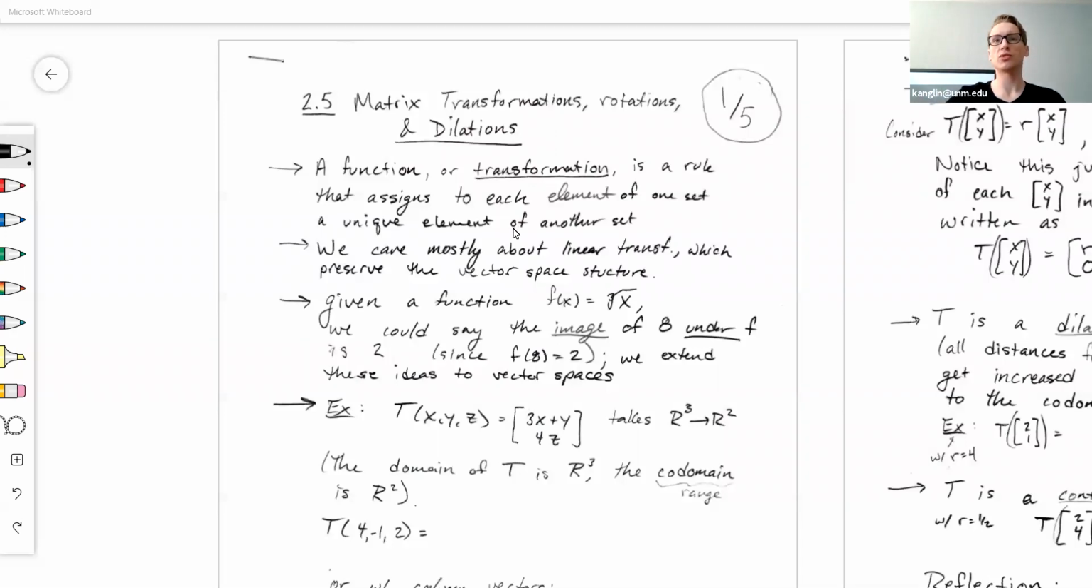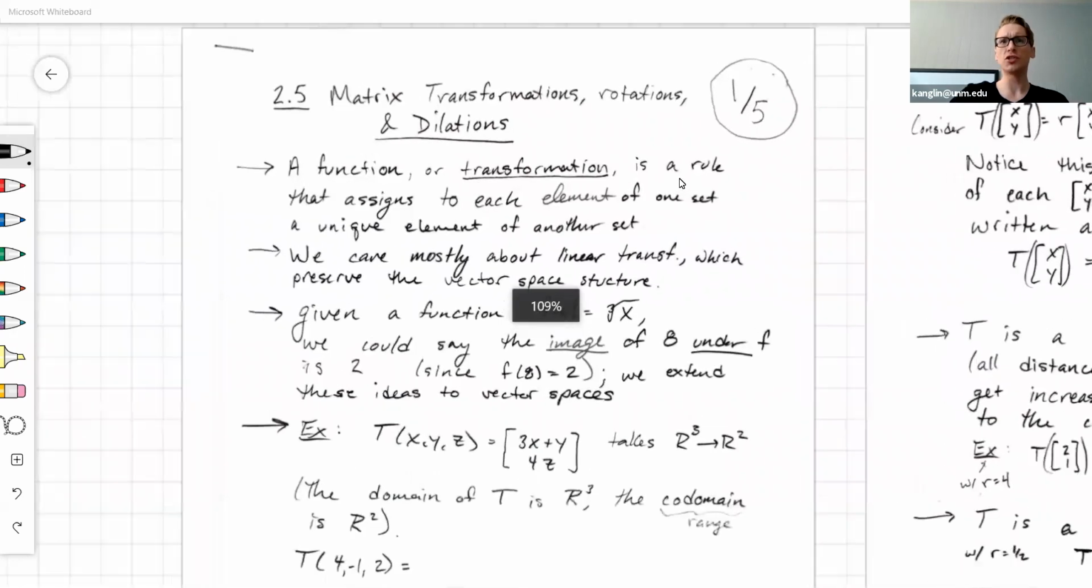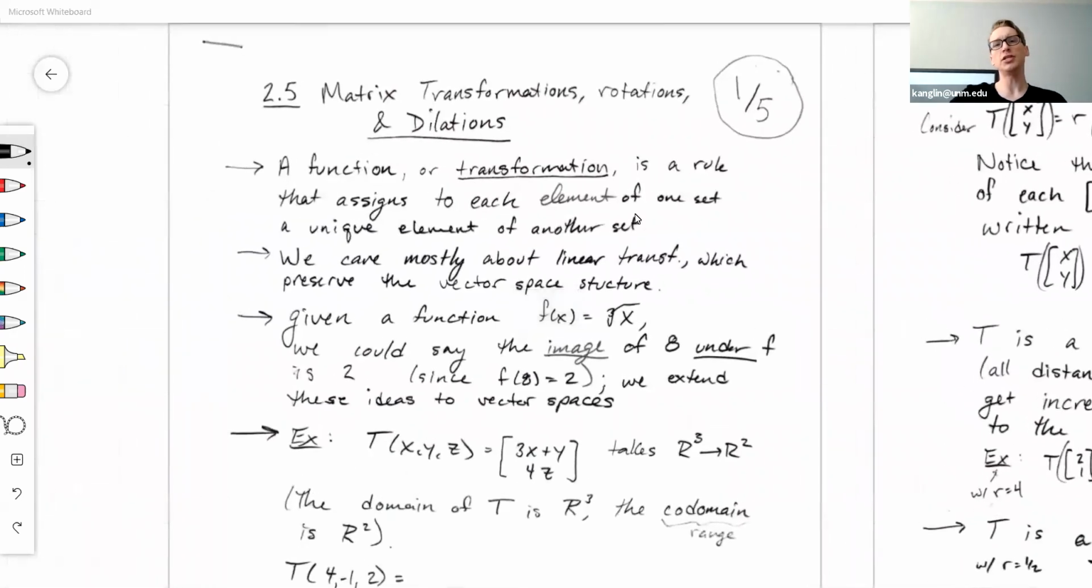But we do want to start just with this idea of a transformation. We'll see how matrices play into that idea later. So let's start here at the beginning. A function, which is really all we're talking about, is otherwise called a transformation here. And it's just a rule that assigns to each element of one set of vectors a unique element of another set of vectors. We care mostly about linear transformations, as it turns out. We'll get more into that.